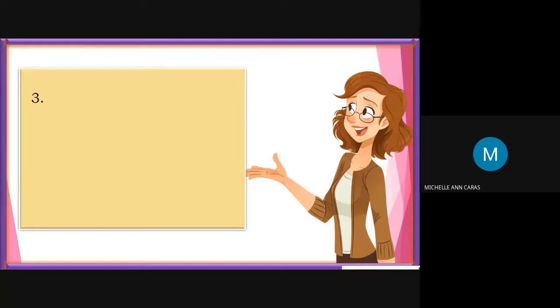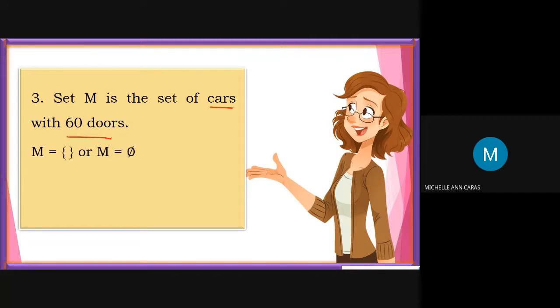Okay, next, number 3. Set M daw is a set of cars with 60 doors. Balanta lang gihapon, class, nga wala sang car nga mayara sang 60 doors. So, therefore, ang value sang M naton is still an empty or a null set. Wala siya sang element, kay wala sang salakyan or car nga mayara sang 60 nga doors. Okay, next.